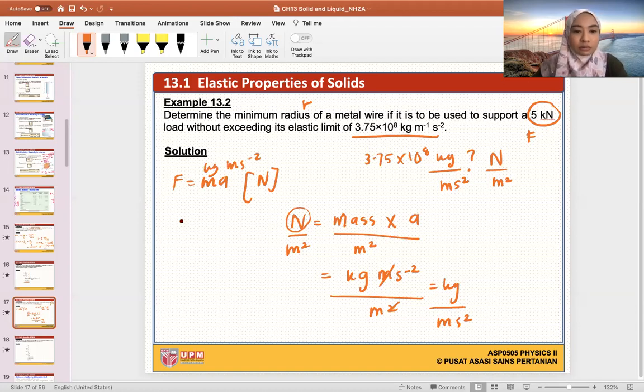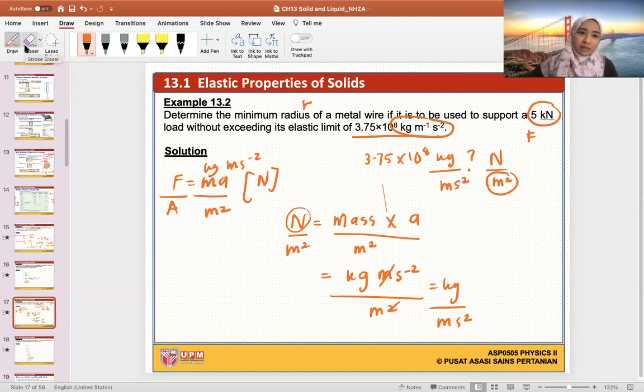But now we have meter squared over here. So this guy is A, so this is meter squared. So that is how the elastic modulus is, it can be kilogram per meter second squared or Newton over meter squared. Sama je. It's just a change in units.